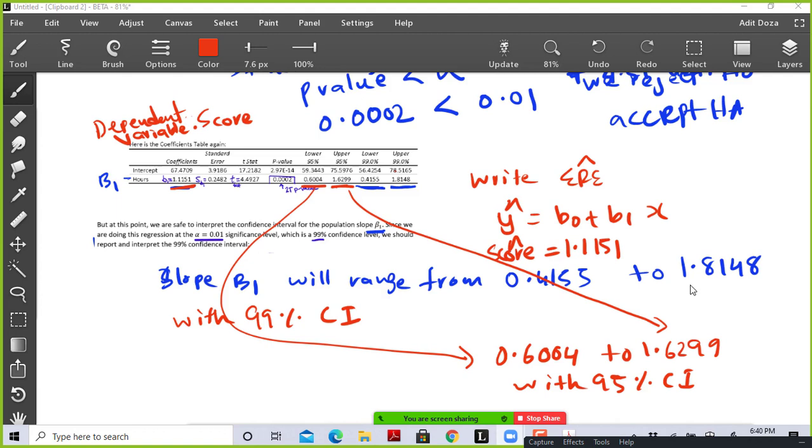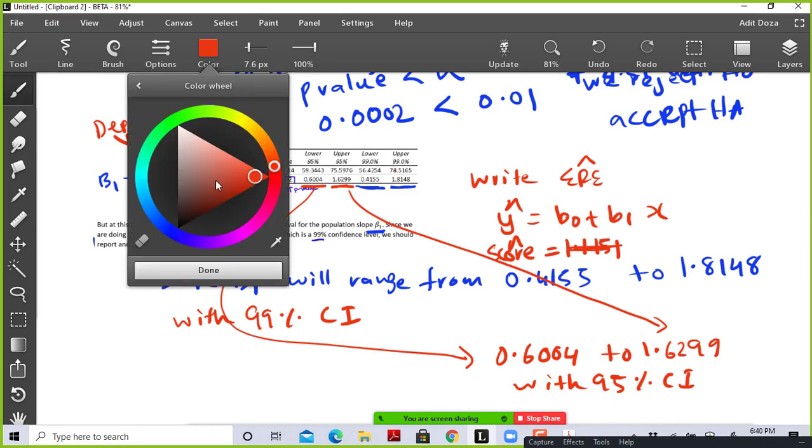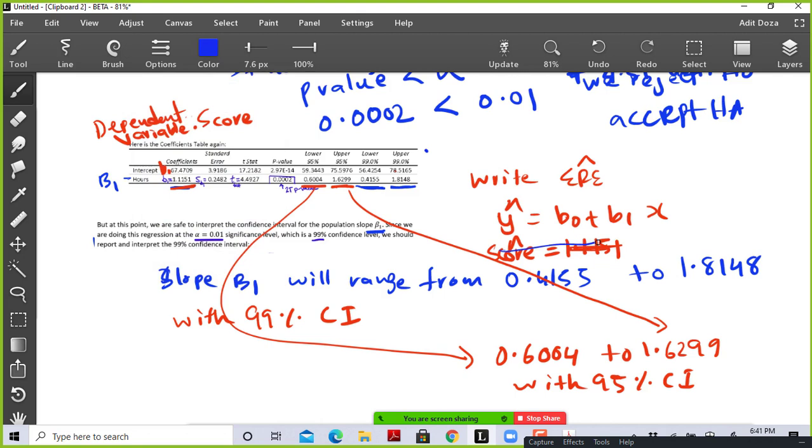So if I write the equation, Delvan, you there, right? This is not beta 0, 1.151 is not beta 0. Beta 0 is which one? Beta 0 is this one, right? So beta 0, let me use a blue color. If you write the equation, it will be score hat.